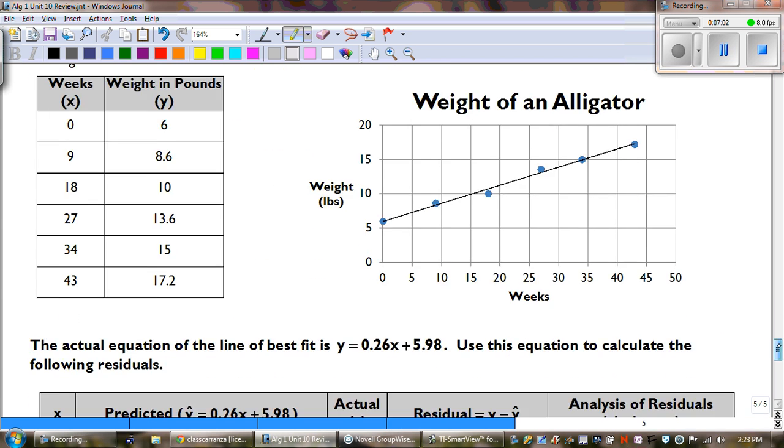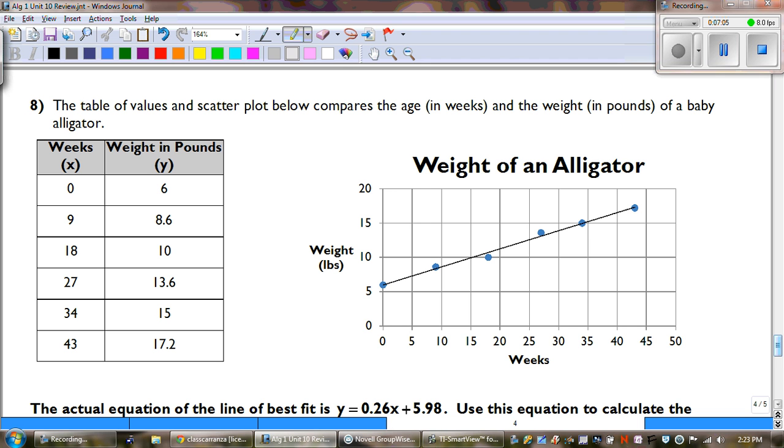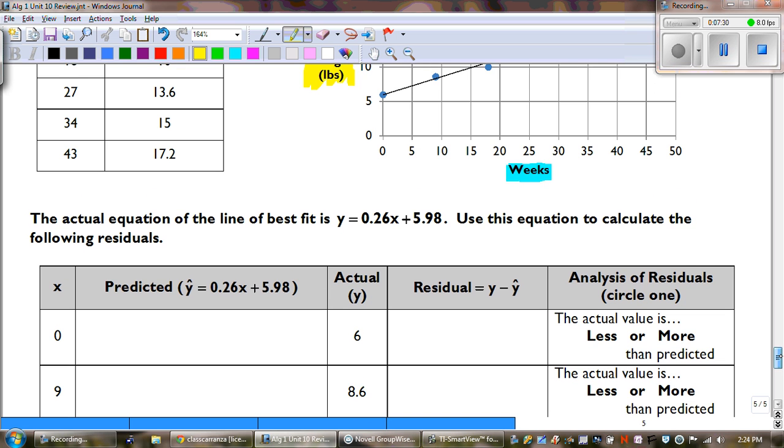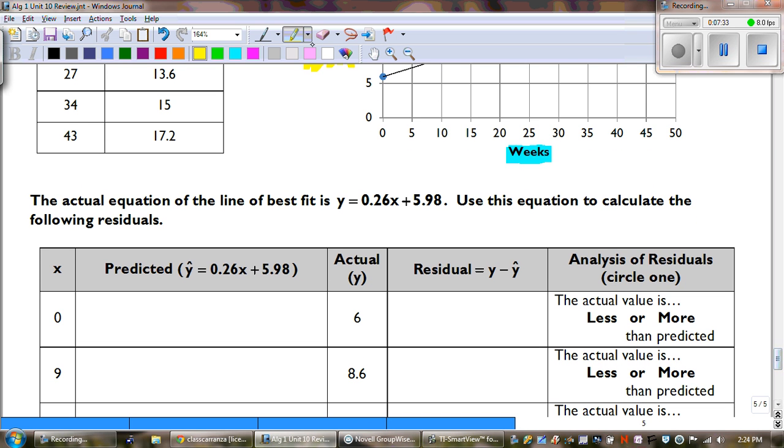Last one. So the table of values and scatter plot below compares the age in weeks and the weight in pounds of a baby alligator. All right, so just looking at this, our weeks are the X and the weight is the Y. Well, let's scroll on down. What does it say? The equation of the line of best fit is right there. Sweet, so it already told me the line of best fit. Use the equation to calculate the following residuals.